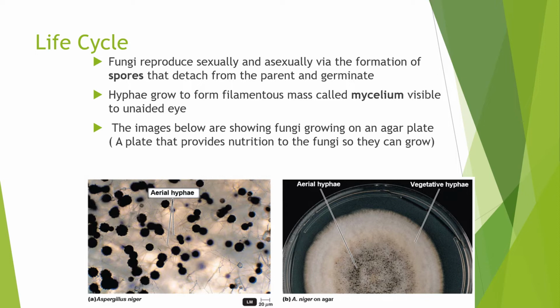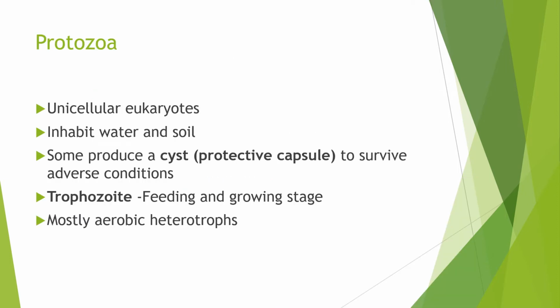And let's go ahead and take a look at what's next. Another group of unicellular eukaryotic microorganisms that we're going to discuss are protozoa. Protozoa are normally found in water and soil. Water that could be either fresh water or salty water. If protozoa are found in conditions where the nutrition is low or they are facing harsh environmental conditions, what they can do is produce cysts, which act as protective capsules, so that they can protect themselves.